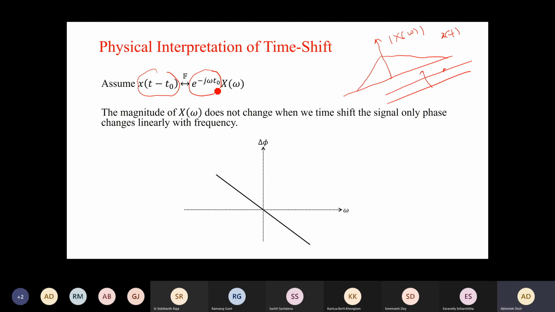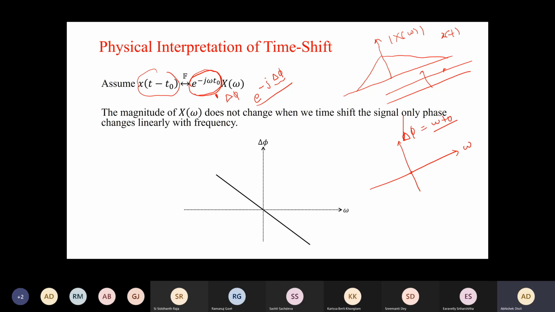And what kind of phase is this? This is a linear phase. So if I, for example, plot this quantity, let me call this del phi. If I plot del phi versus omega, you can see del phi is simply omega t naught. So I can write this as e to the power minus j del phi. So I can write e to the power minus j omega t naught as this. You know that this is the phase. So let me call this phase del phi, and del phi you can see is omega t naught. So when omega is 0, del phi is 0.